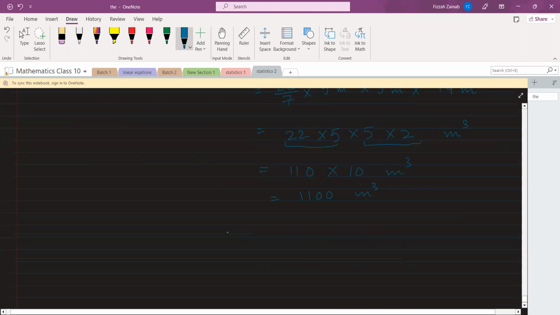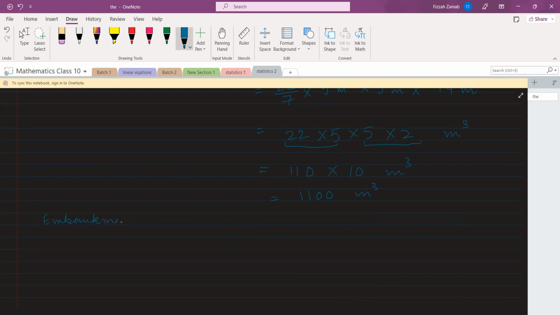Right? Okay, now come to embankment. Okay, let us assume some height. Let capital H be the height of embankment. Small h was for cylinder, capital H for embankment.